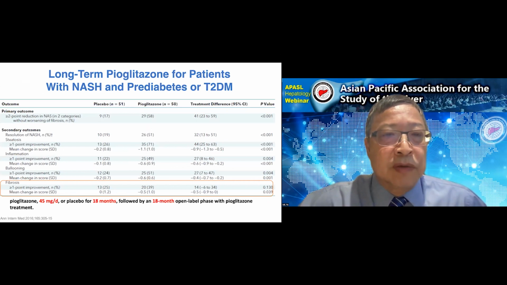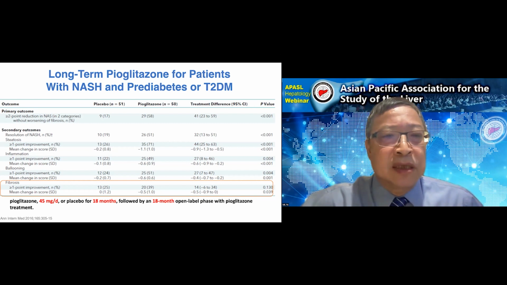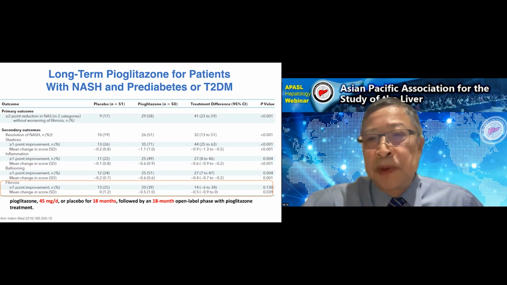This study tried to evaluate the long-term effect of pioglitazone 45 milligrams per day for 36 months. Again, you can see a significantly higher proportion of patients achieving a 2-point or more reduction in NASH without worsening of fibrosis in the pioglitazone treatment group, 58% compared to only 17% in the placebo control group. All of the NASH components were significantly improved in the pioglitazone group, but not the fibrosis stage. This indicates the use of pioglitazone could improve NASH activity, steatosis, inflammation, and ballooning, but cannot reduce the degree of fibrosis.